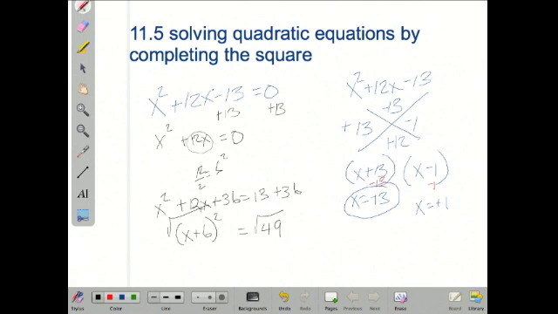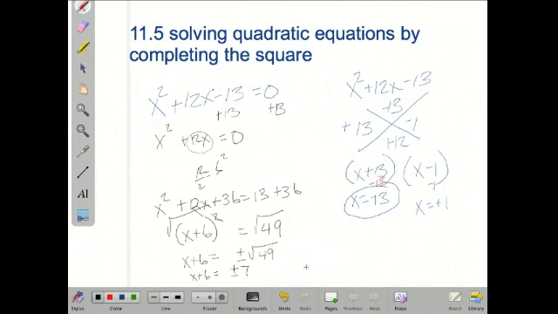And that frees my x plus 6, because those cross out. I'm left with x plus 6 is equal to plus or minus the square root of 49. Well, the square root of 49 is 7. So we're left with x plus 6 equals plus and minus 7.